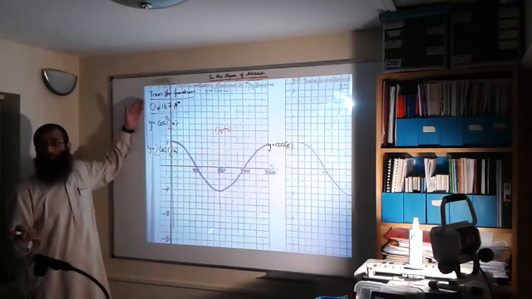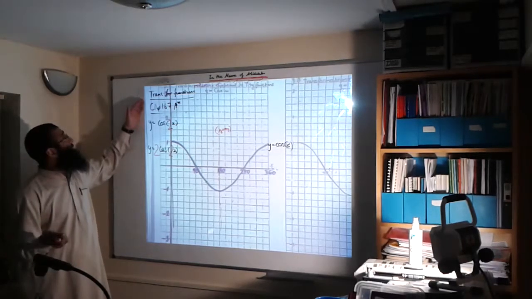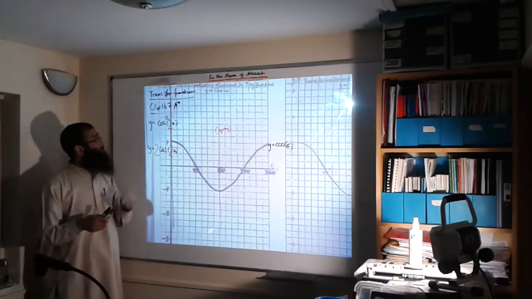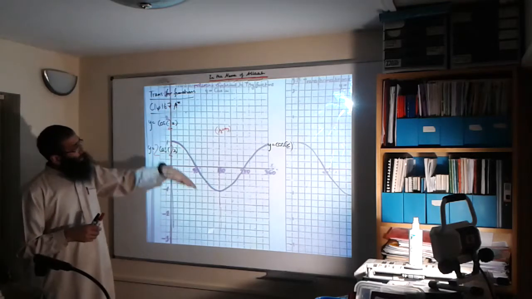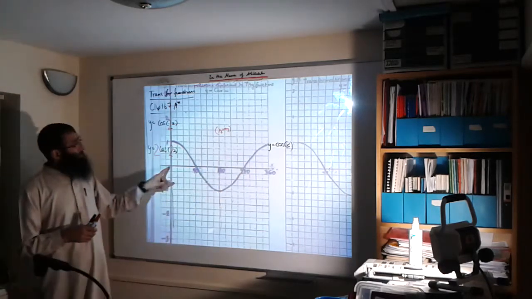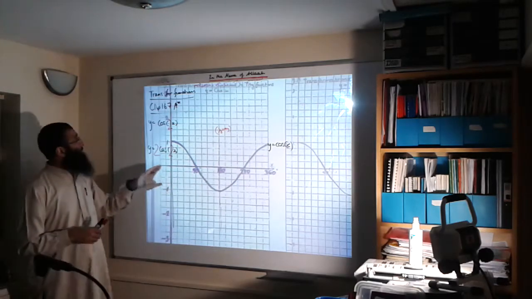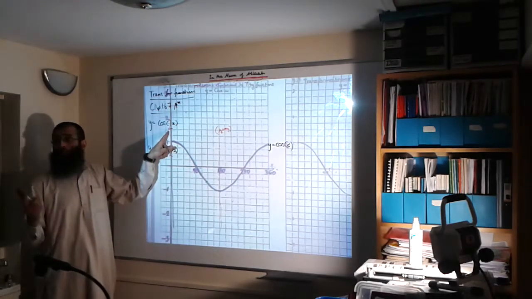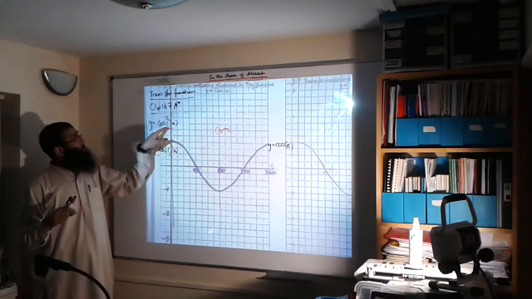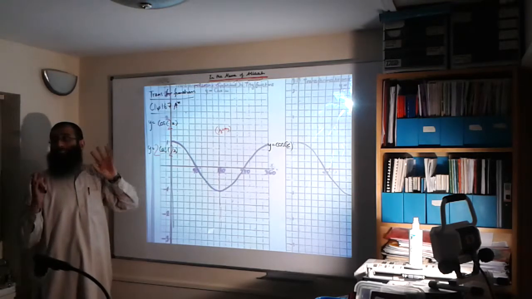This is the question I asked my class to do about 5 minutes ago. Transformation of functions. We have here y is equal to cos x from 0 to 360. This is the original cos function. Now we need to transform it. We have a 2 that has gone inside the function, and we have to see what the effect of that 2 is.